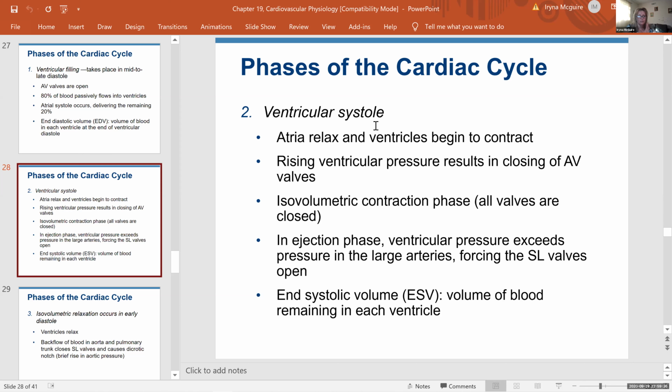And at the end of ventricular systole, we have another measure of blood volume, and it's called end systolic volume, or ESV. So how much blood remains in the ventricle, because of course you're not pumping out 100% of the blood. So you have some blood to begin with, then you pump out some amount of blood and something is still left in the ventricle, right?